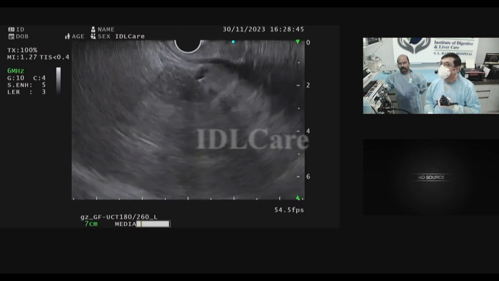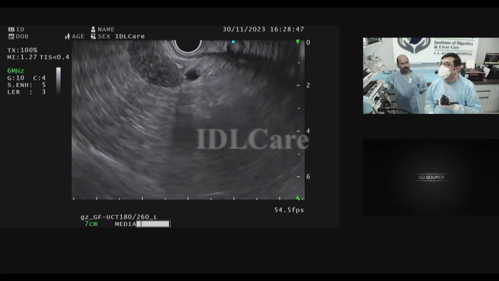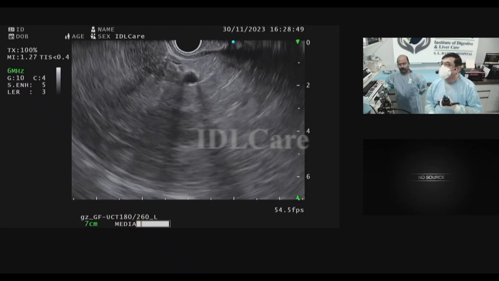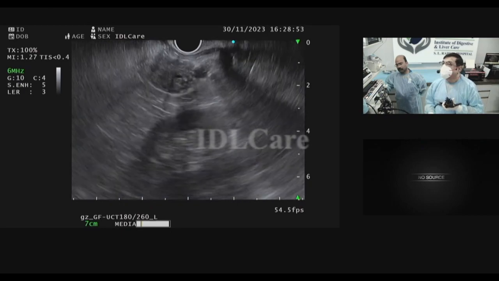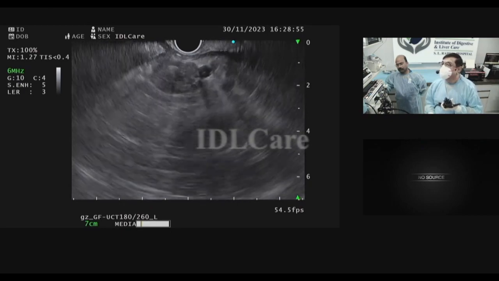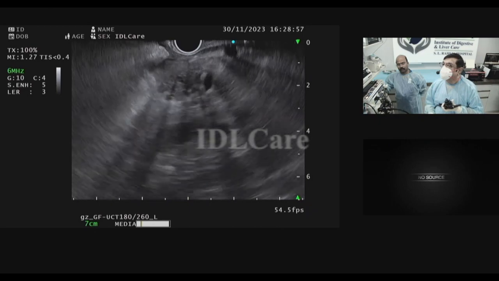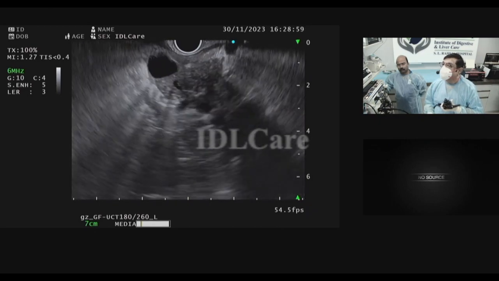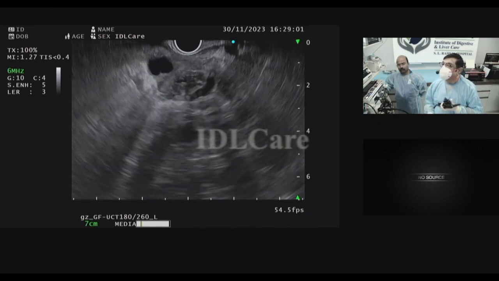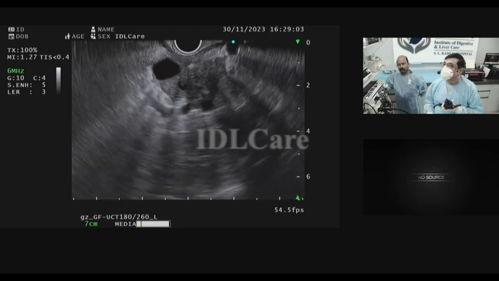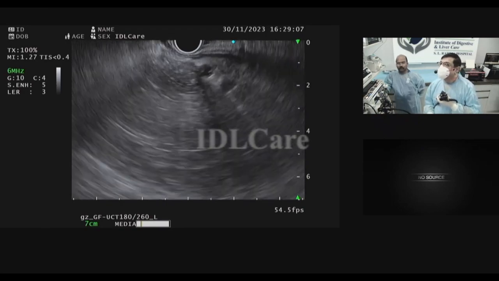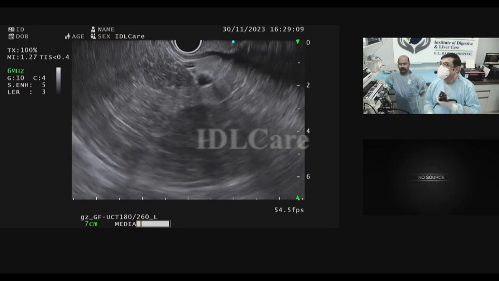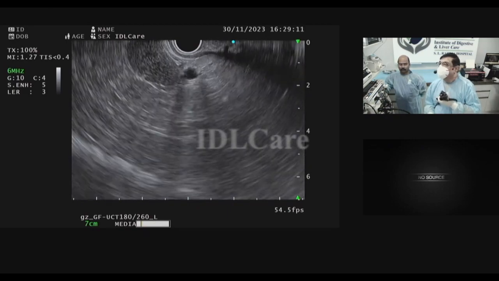So I am looking for any changes of pancreatitis here. This is the tail. You see that? This is the tail of the pancreas. I don't see any calcifications. I will not say that this is chronic pancreatitis. Looks there are some dots and strands, but nothing more.